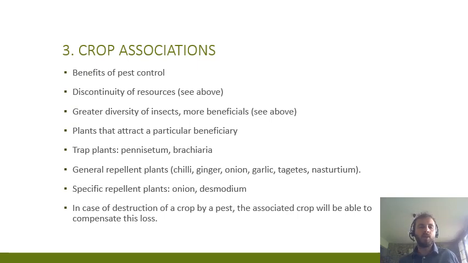And then we can use crops that repel a specific pest. For example, we can associate onion to carrot. An onion will repel a specific pest of the carrot, and it goes both ways. Or we can associate desmodium, which is a legume, with cereal, and desmodium will repel the armyworm and the stem borer. And last but not least, if you have crop association and one crop is destroyed by a pest, you can still harvest, eat, and sell the other one.